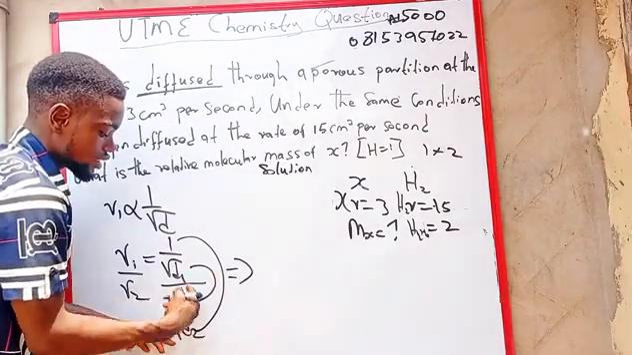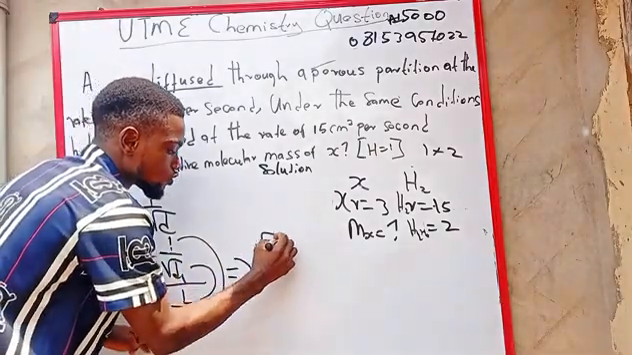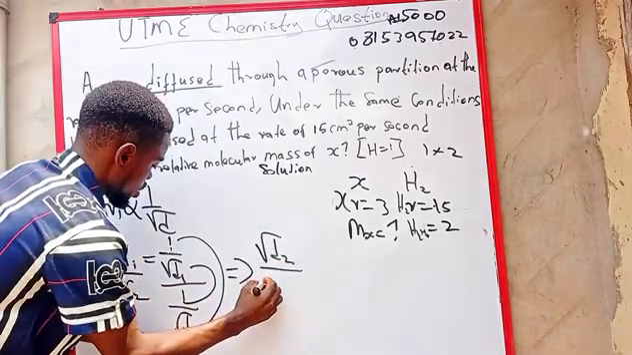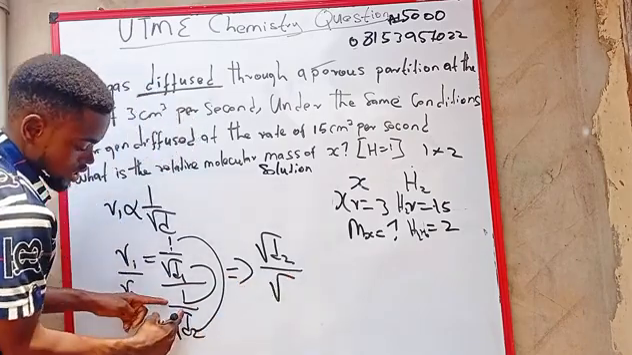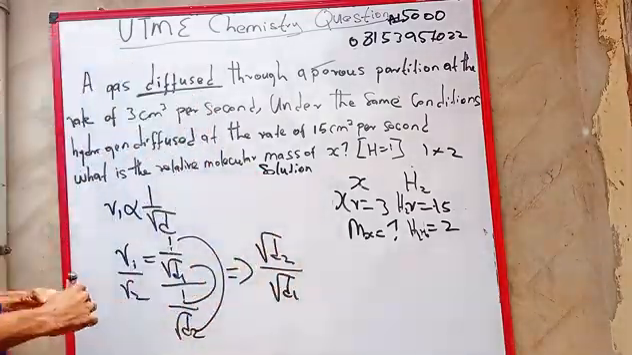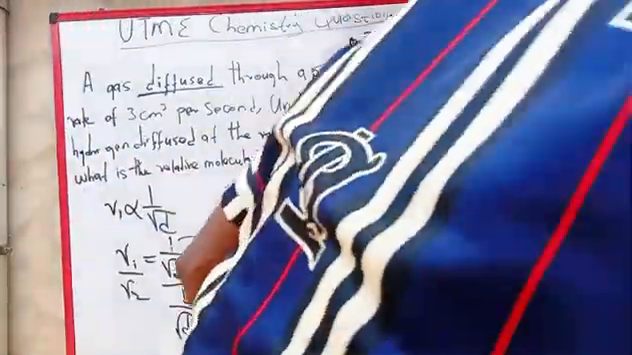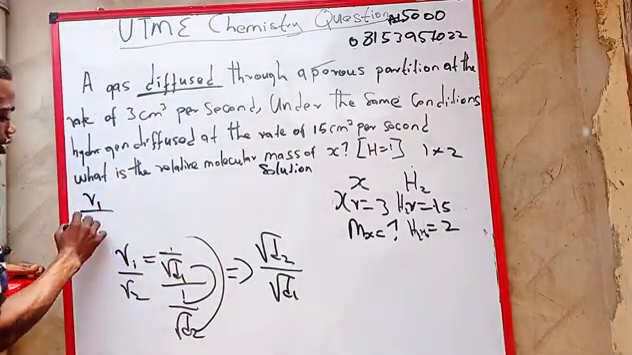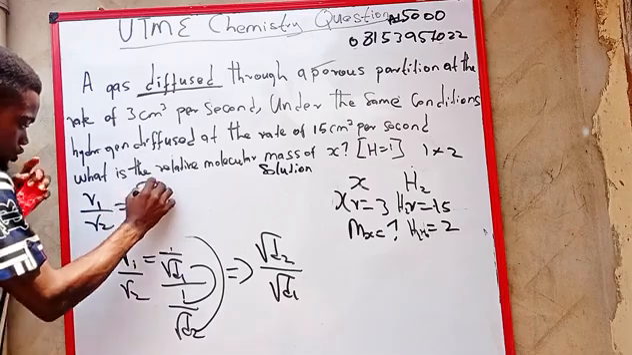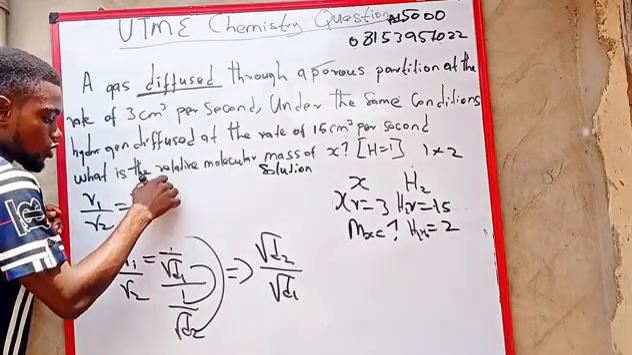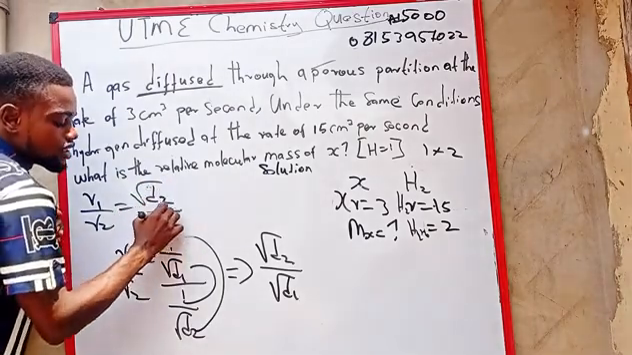The root of d2 multiplied by 1 is going to give us the root of d2. That is the second one that is going to be on top, all over the root of d1, since 1 multiplied by this one is going to give us 1. Hence, our expression can now be written as R1 over R2 equals the root of the vapor density of 2 all over the density of 1.